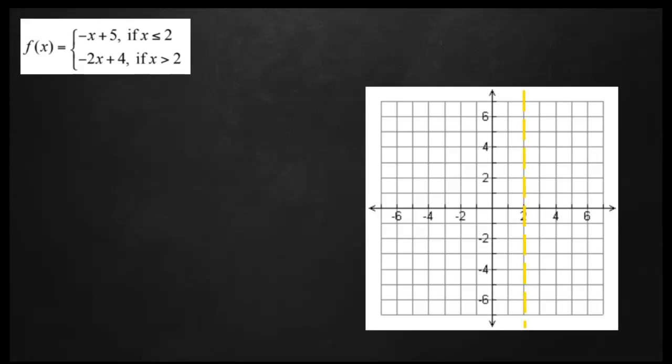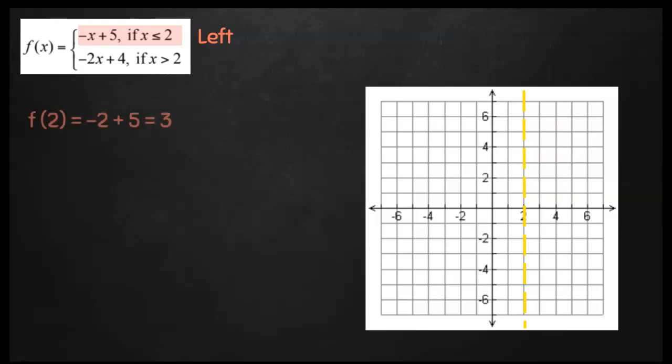So notice from your piecewise function, our function rule is going to change when x is 2. The very first piece of my piecewise function is negative x plus 5. And I'm going to be going towards the left because my domain is telling me that x is going to be less than or equal to 2.